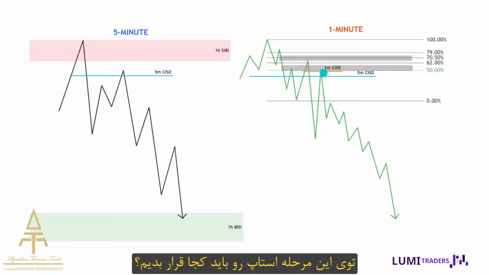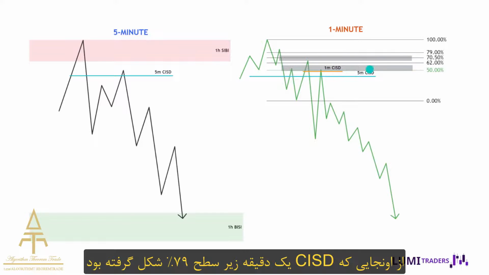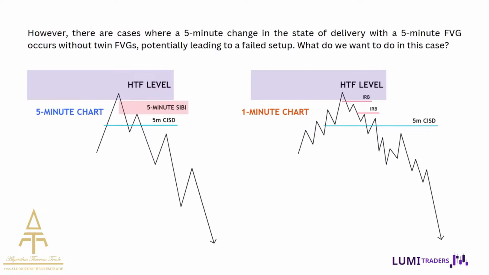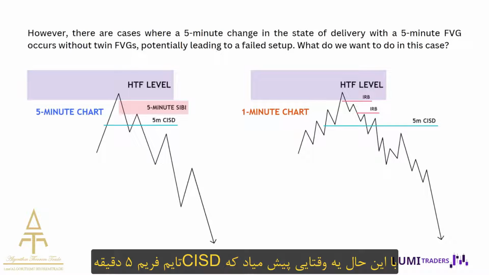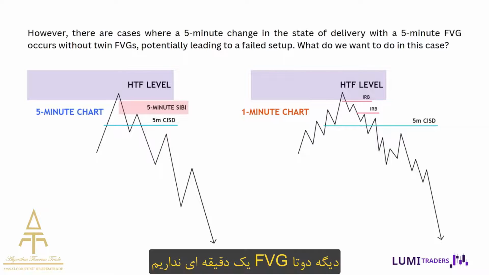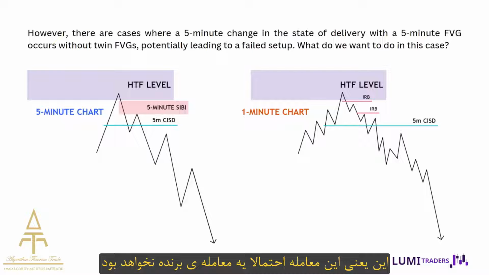At this point, where we want to place our stop loss? Since this 1 minute change in the state of delivery was formed below 79%, your stop loss is going to be above 79%. However, there are cases where 5 minute change in the state of delivery with 5 minute fair value gaps occurs without 2 1 minute fair value gaps. This means most likely you will get a losing trade.